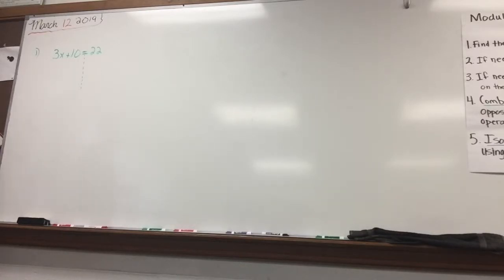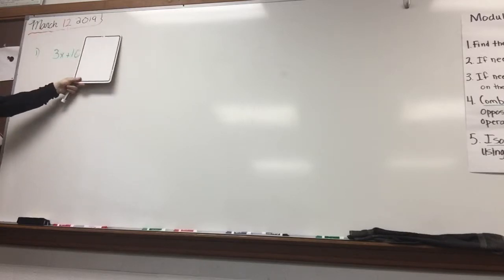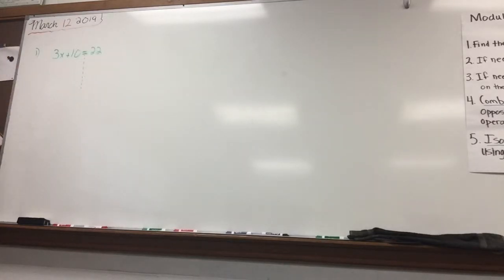Okay. Step 3, if needed, combine like terms on the same side. So now we're talking about sides. We've drawn this dashed line, the balance point. There's a side. Are there like terms on that side that I can combine? Is there anything over there with 22? No. How about on this side? There's 3x and 10. Can I combine 3x's and 10? No. So is there anything to combine on the same side? No. So now we're at step 4.